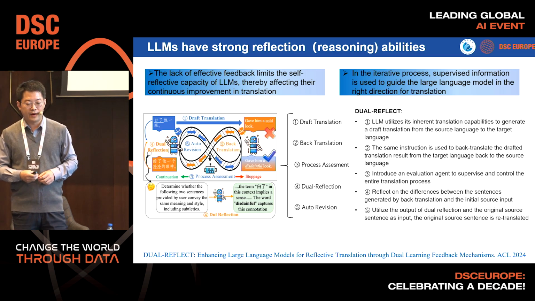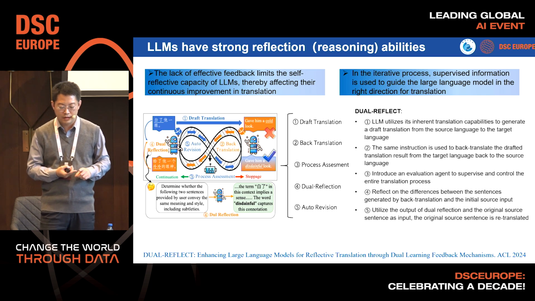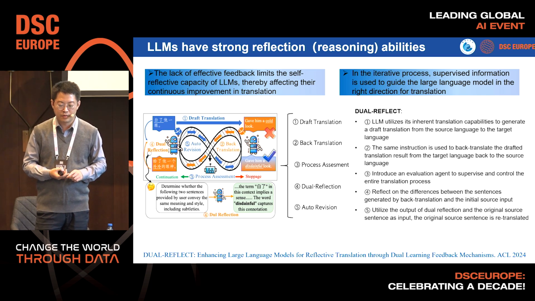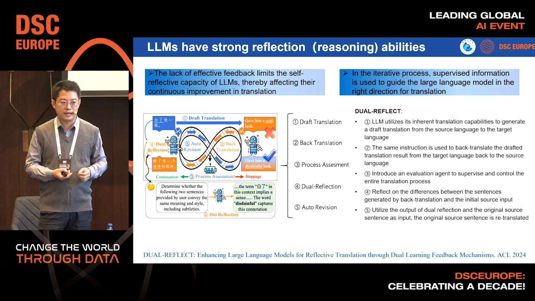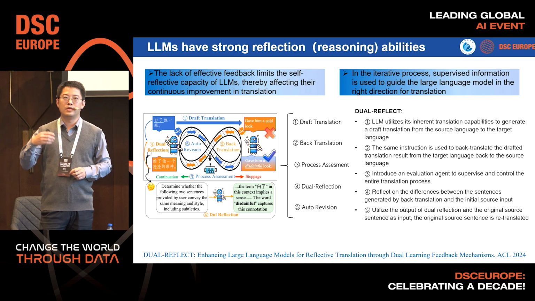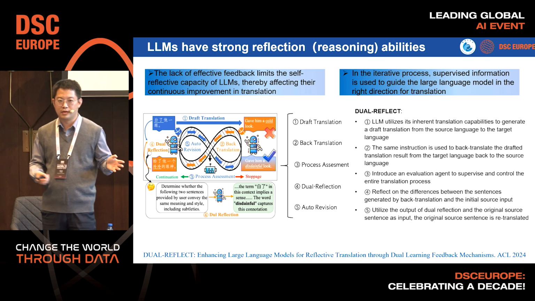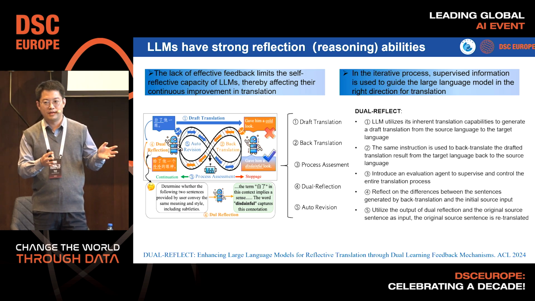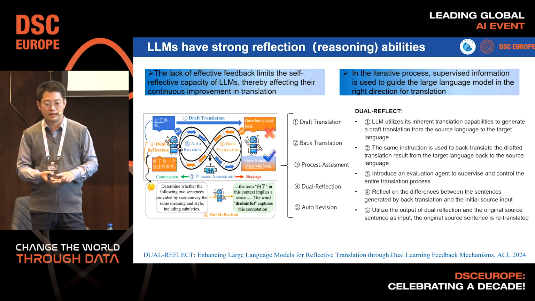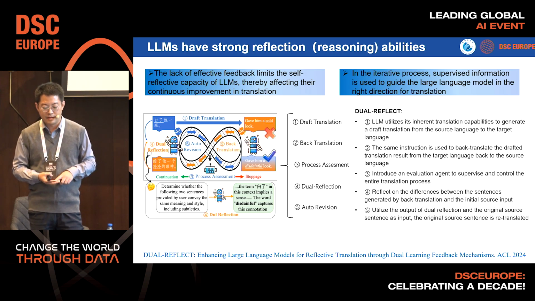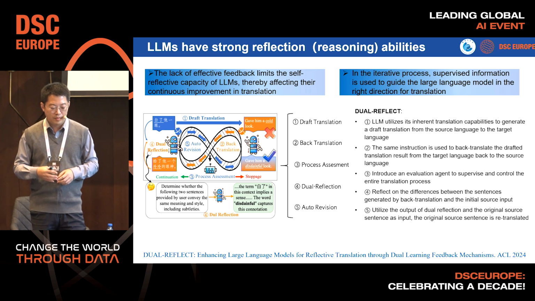This method contains 5 steps. The first one is to generate a draft translation from the input source language, and we let the model do a back translation. For example, when you are doing the translation from Serbian to Chinese, you first generate a draft translation in Chinese, and you back translate the Chinese to Serbian. And then you input some instructions to the model to evaluate how similar the two sentences are, I mean the back translated sentence and the source sentence, from many perspectives.